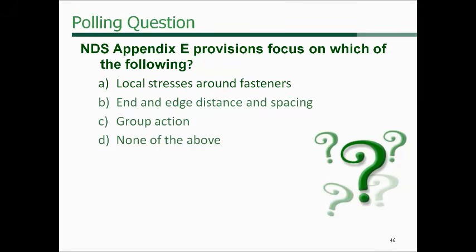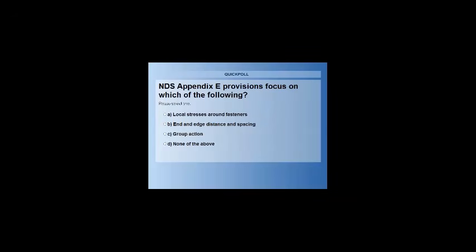All right. So the NDS Appendix E provisions focus on which of the following? Is that local stresses around fasteners, end and edge distance and spacing, group action, or none of the above?